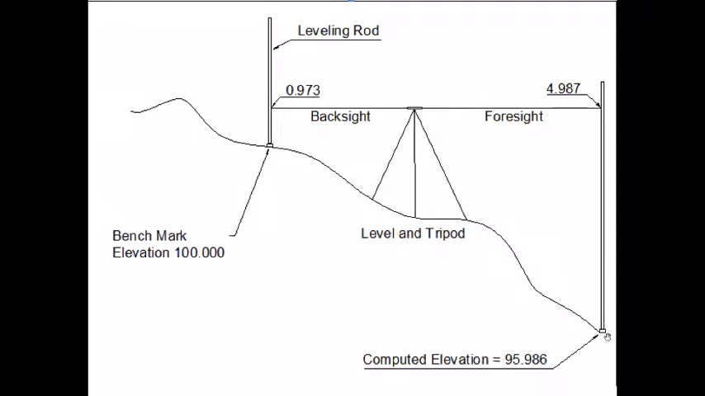And then to find out the reduced level of this point, you subtract 4.987 from that value to get this reduced level. The other way is by subtracting the difference between these 2 points, 4.987 minus 0.973, and then subtracting the difference from 100, you can directly get the reduced level of this point. Now, like we discussed before, the more the reading on the leveling staff, that means that point is lower. And if the value on the leveling staff is lower, that means that point is higher. This would be our backsight, and this would be our foresight.